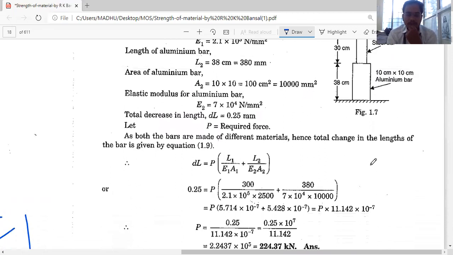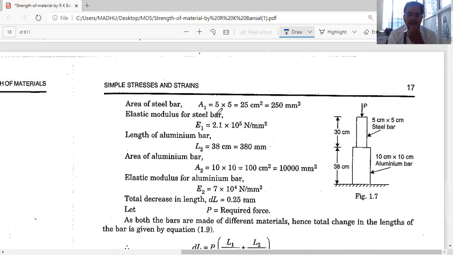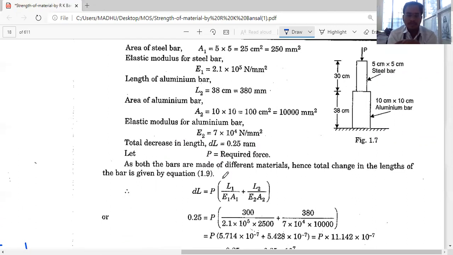Now it is asking what is the change in load, for what load. The overall change here, the decrease in length, is 0.25. So A1 you determine, E1 is 2.1 into 10 power 5, it is given. Next L2, A2, L1 is known already. Next, E, Young's modulus, is given. Next, change in length is this. P is required. So by using the formula dl is equal to P into L1 by A1 E1 plus L2 by A2 E2.